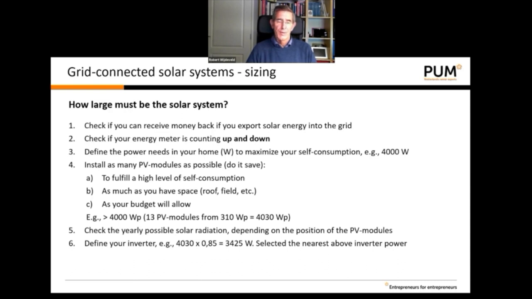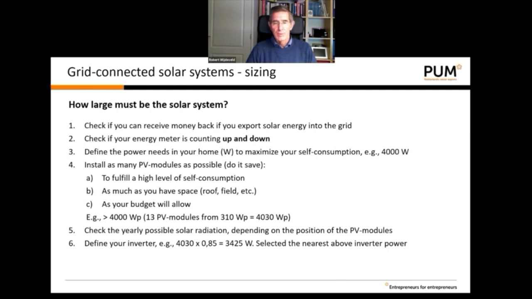So a rule of thumb is, if you have a system power of 4,030 watt peak, so you have 13 PV modules of 310 watt peak, take 0.85 and multiply that with the system power. You get 3,425 watt. And of course, you can never have an inverter of 3,425 watts. So select the nearest above inverter power.